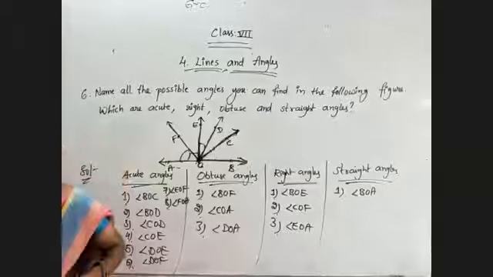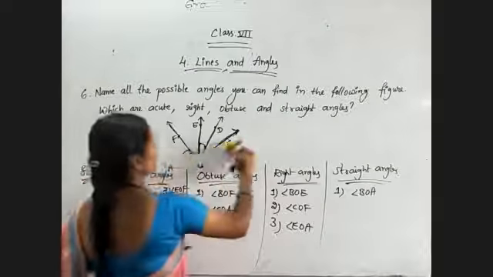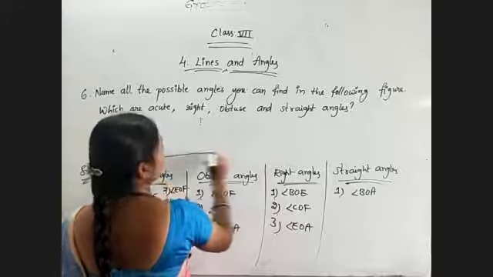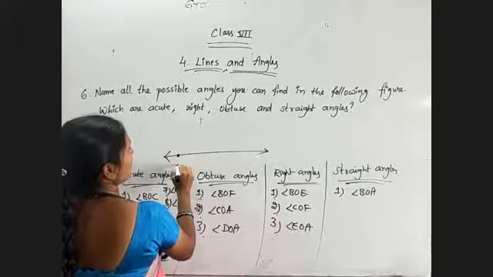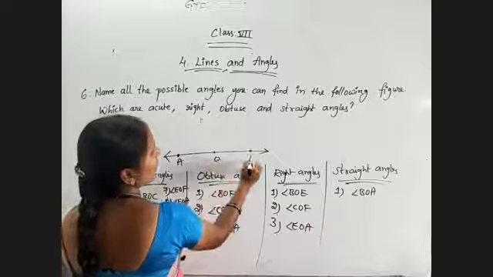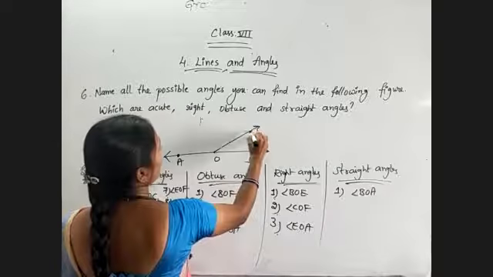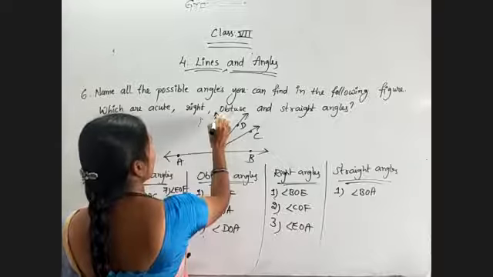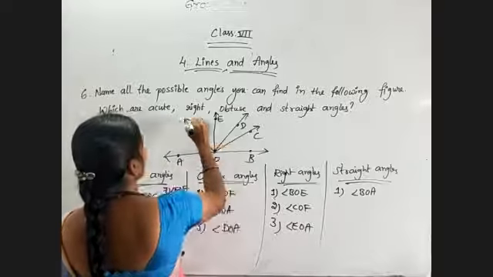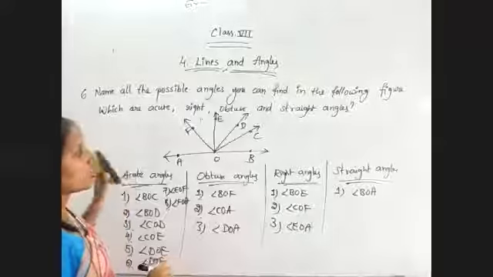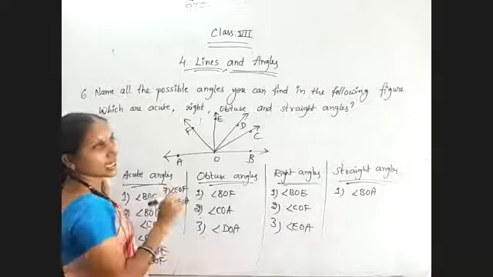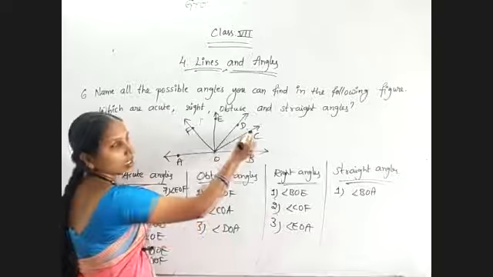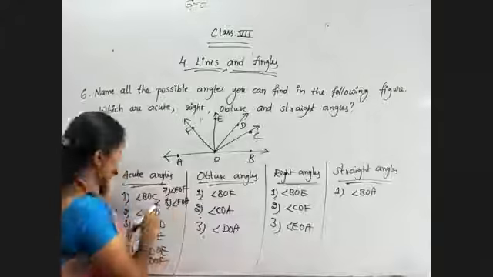So now once again I will explain you. Observe this. A, O, B, C, D, E, F. Like this given. Now we need to mention what are the acute angles, obtuse angle, right angle, straight angle. Yes or no? So first thing, BOC is lesser than 90, so acute angle.